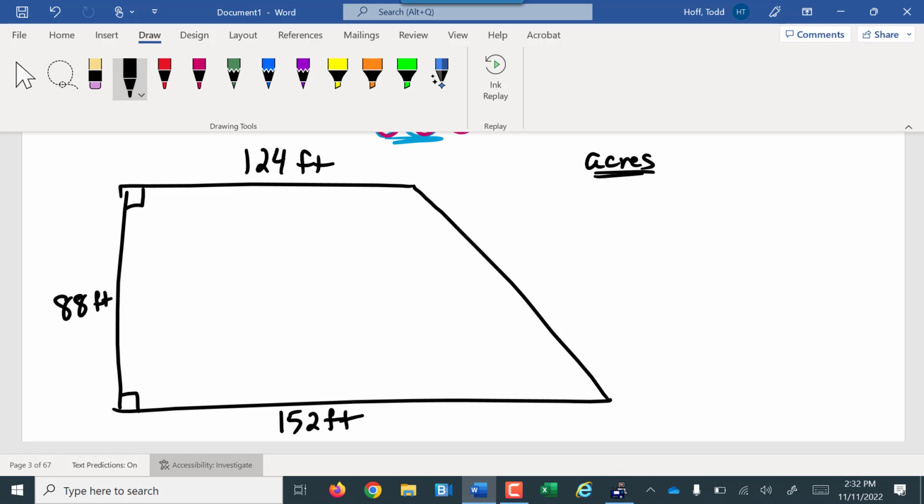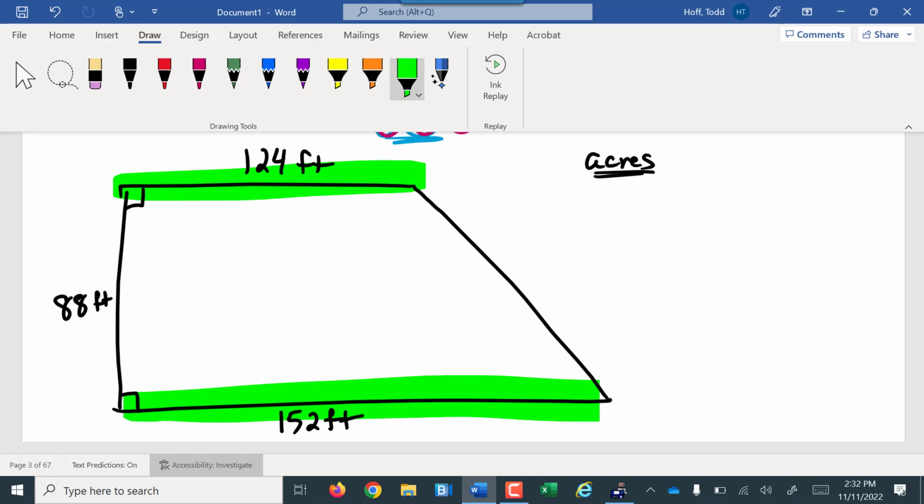So, of course, the first step is going to be to find the area of this in square feet. This shape is a trapezoid. Those two lines are parallel to each other. How do we find the area of a trapezoid? 88 times 124 times 152 and then somehow.